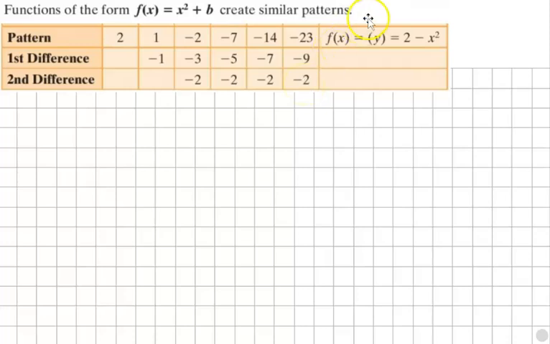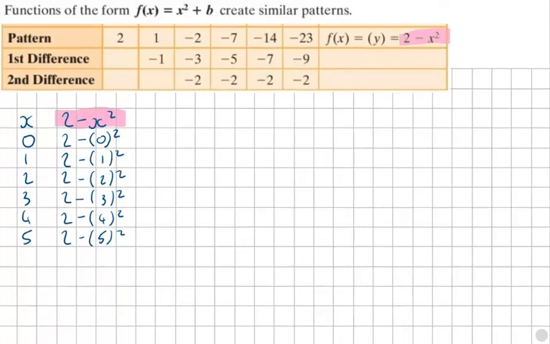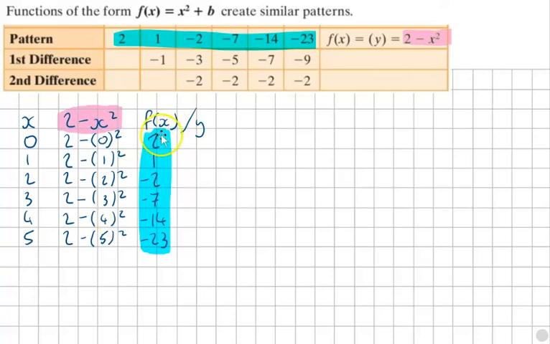So the function will be f of x equals 2 minus x squared, or you could say f of x equals minus x squared plus 2. It doesn't matter which way we arrange this. So we have our x values, 0, 1, 2, 3, 4, 5. They're our inputs. We sub into the function, replacing the x with brackets and putting 0, 1, 2, 3, 4, 5 into the brackets. Then we have our outputs, which is our pattern highlighted in blue.